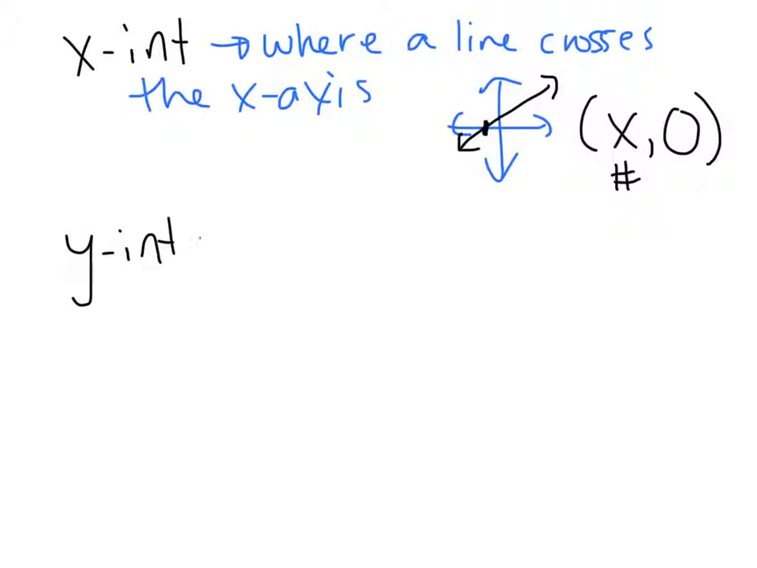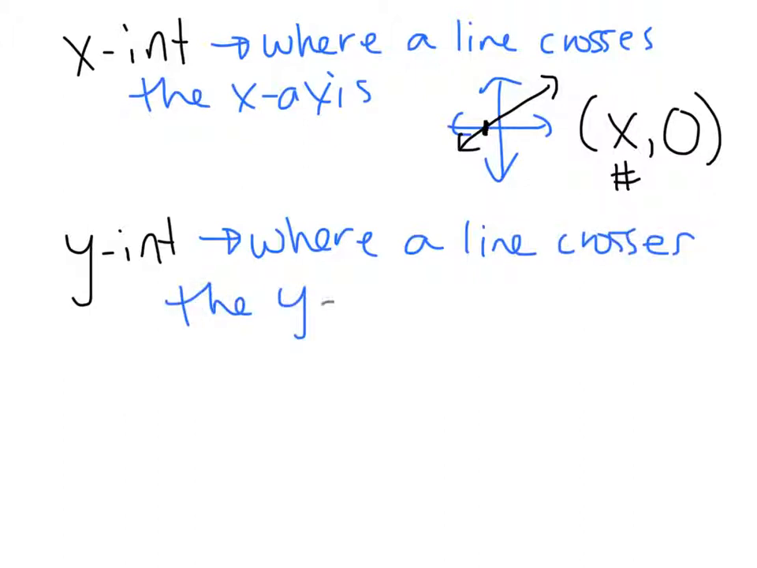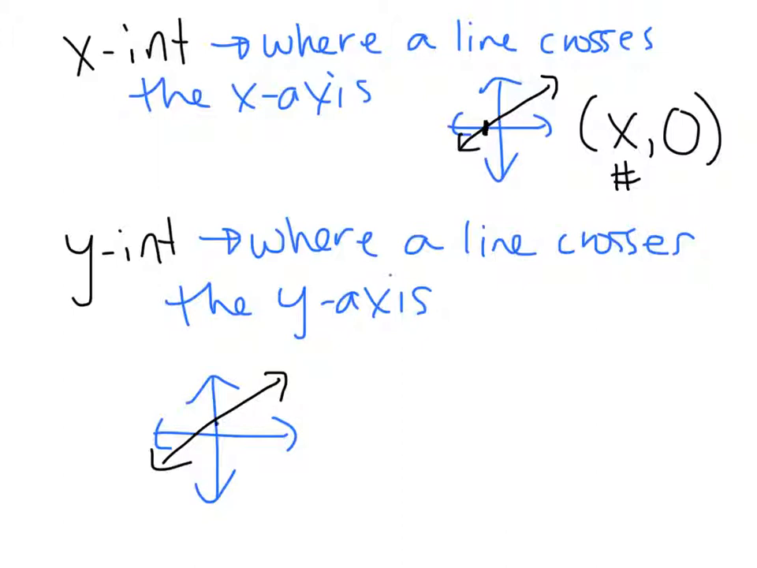My y-intercept is where a line crosses the y-axis. So if I have a graph and have a line, my y-intercept is right here where that line crosses the y-axis. And that is always going to be 0, y, or 0 and then some number.